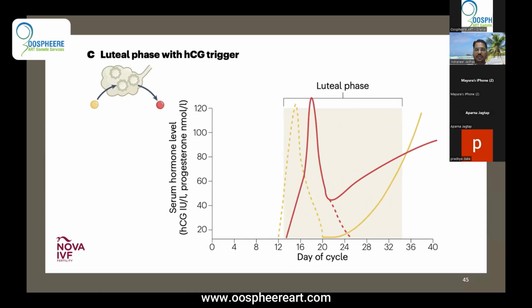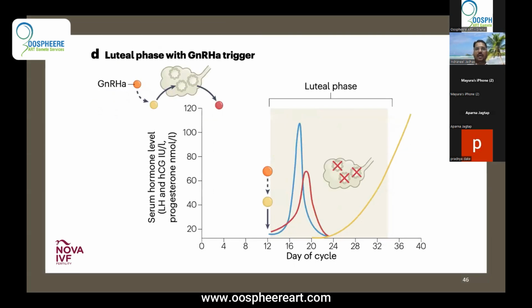So in HCG trigger, here you are seeing that there is a dotted yellow line where HCG will be given artificially, and post subsidence, the blastocyst may take over. And here you can see that progesterone also peaks, and after that it goes into the maintenance phase. So what happens with agonist trigger is more important.